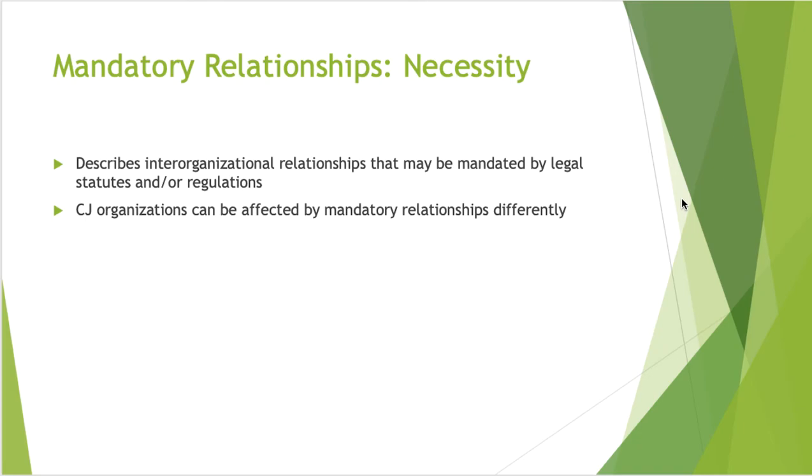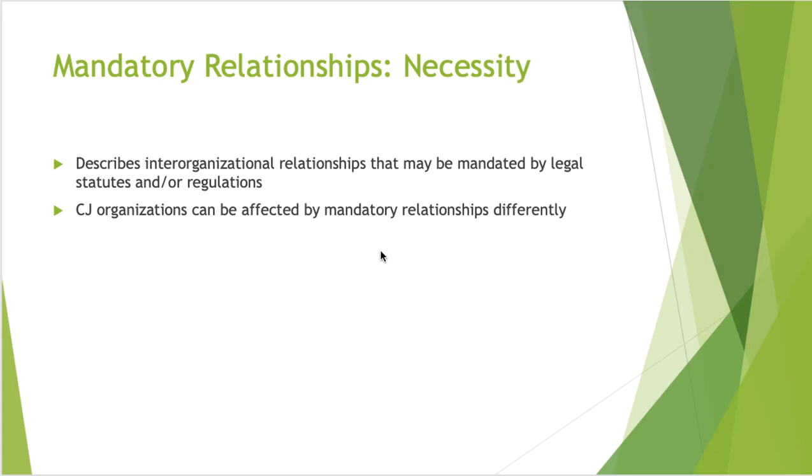So CJ organizations can be affected by these mandatory relationships in different ways, and this is going to be different than other non-criminal justice organizations. My example here is prisoner reentry, when offenders re-enter society. There are a ton of statutes that limit what they can do. Like they can't vote, they can't sit on a jury, they can't have public housing, stuff like that.